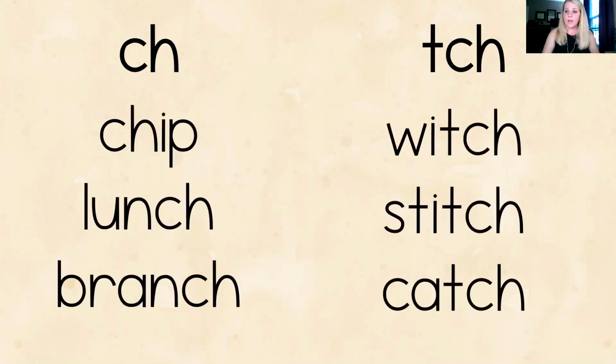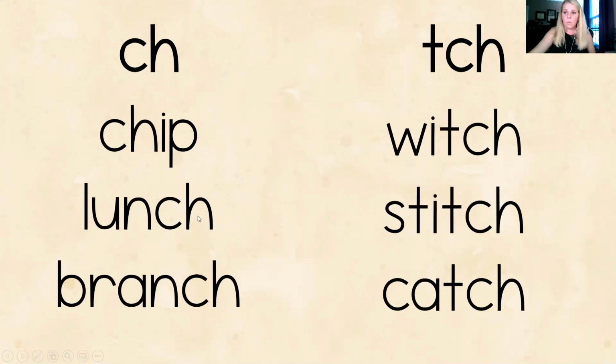So we use the same thing with CH and TCH to represent the ch sound. Both of these graphemes make the ch sound. And just like with K and CK, we use the long spelling when it comes right after a short vowel. If anything else is coming before it, we have to use a CH. So let's start on the right-hand side for this one. We have the words witch, stitch, and catch. For each of those, the ch sound comes right after a short vowel, so we have to use the long spelling. Look over here. Chip. Well, chip is the first sound, so it can't come right after a short vowel, so it must be CH.